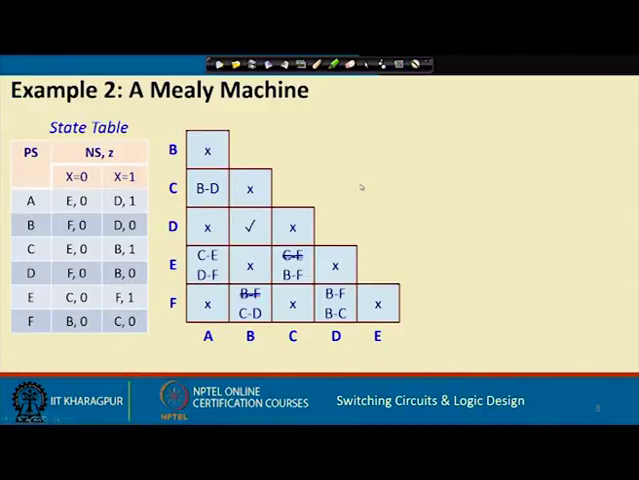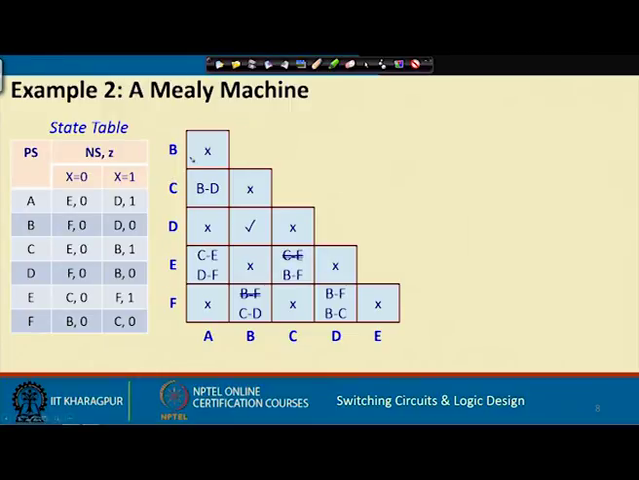Let us take another example, a smaller example of a Mealy machine, where there are 6 states and there is one input x. So, the next state and the output are both shown. So, for this the implication chart is shown in a similar way. So, all the state pairs are shown.